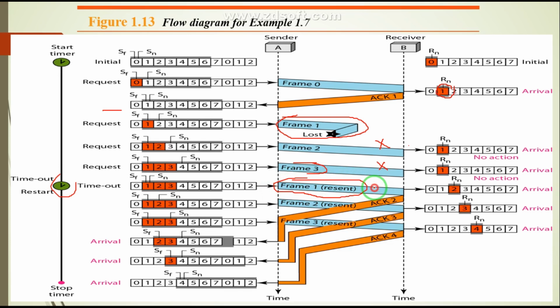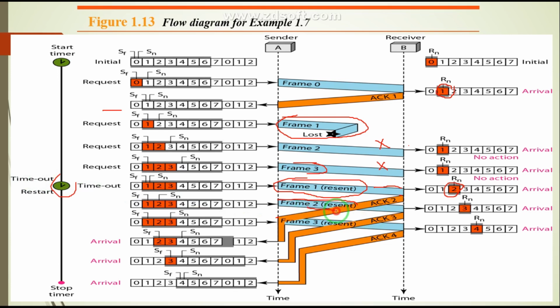As frame 1 is received, Rn is going to shift by 1 slot, and now it is going to expect frame number 2. As soon as it receives frame 2, it is going to send acknowledgement 2. This acknowledgement 2 is received at this instant, but the sender is busy in sending this frame because this event has already been triggered by this time period.